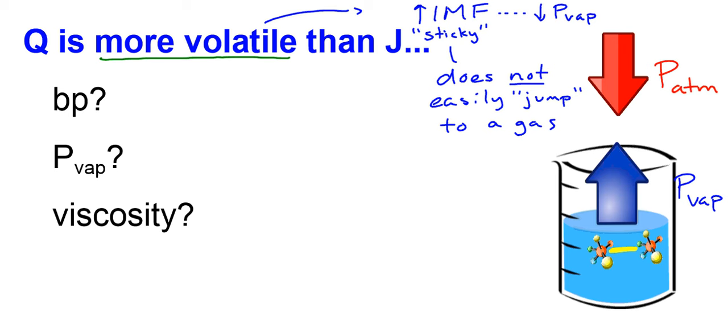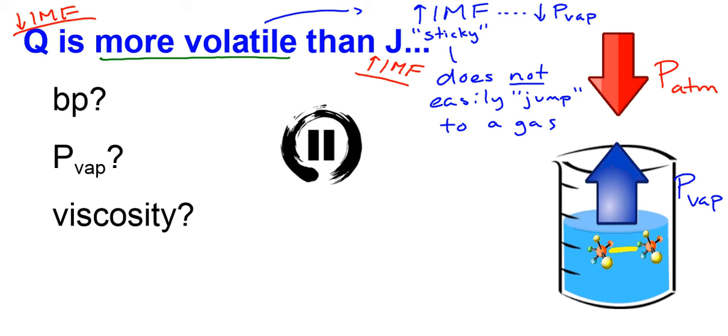Okay, so all that being said, trying to get our minds on the right track: if Q is more volatile than J, that means Q has the lower IMF and J has the stronger IMF. Again, it is so vital and so important that we establish which ones have the stronger IMFs before we jump into our problems.